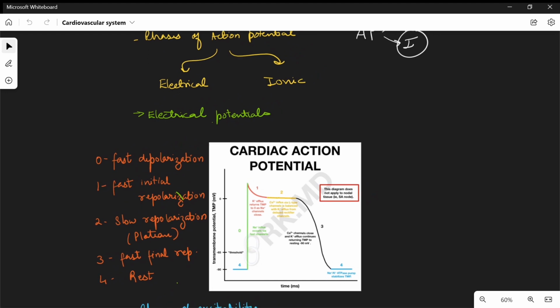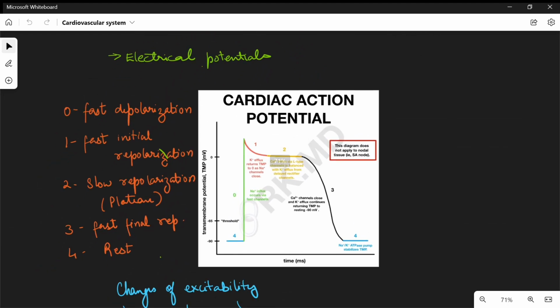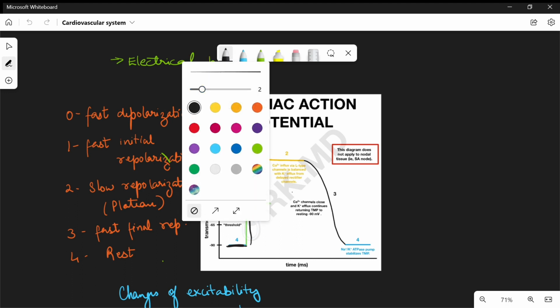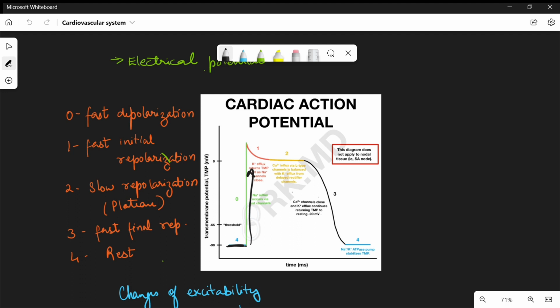First of all, let us see the electrical potential. This is the cardiac action potential. So first we are in a rest phase. And then once it crosses the threshold, there is a sudden depolarization. Now what is the reason? The reason is hidden in the ionic part. So first let's just see the electrical point of view. This depolarization is very rapid and it just takes 2 milliseconds. So you can imagine how fast it is.